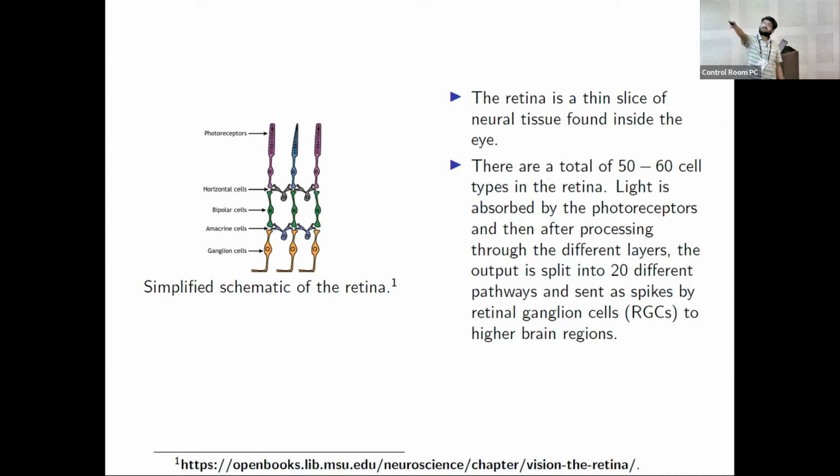What happens is that the photoreceptors, rods and cones, absorb light of particular wavelengths, and then there is a lot of processing going on with the horizontal cells, bipolar cells, and amacrine cells. After that, the processed signal is sent to the ganglion cells, from which the information is sent as spikes or action potentials to higher brain regions for further processing.